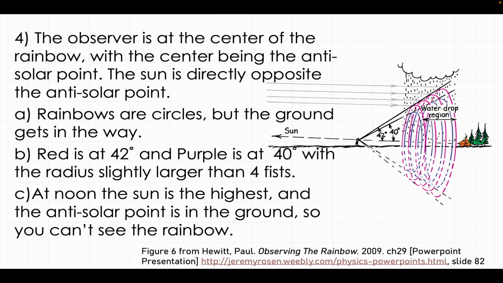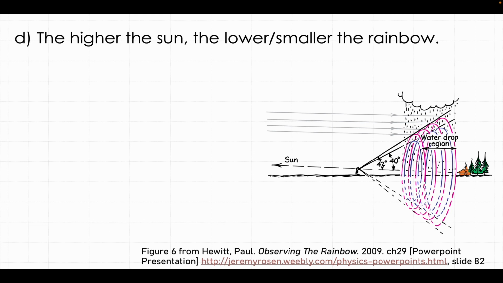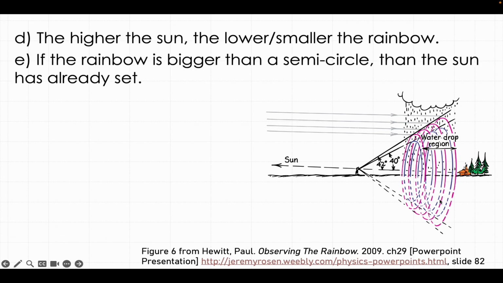Now we can predict the location of the sun knowing that our antisolar point is opposite of the sun. At noon, the sun is at its highest, and this would make the antisolar point in the ground, so you can't see a rainbow at noon. However, the higher the sun, the lower or smaller the rainbow, because it starts to get tilted downward. If we had the opposite later in the day, then it would be tilted up.